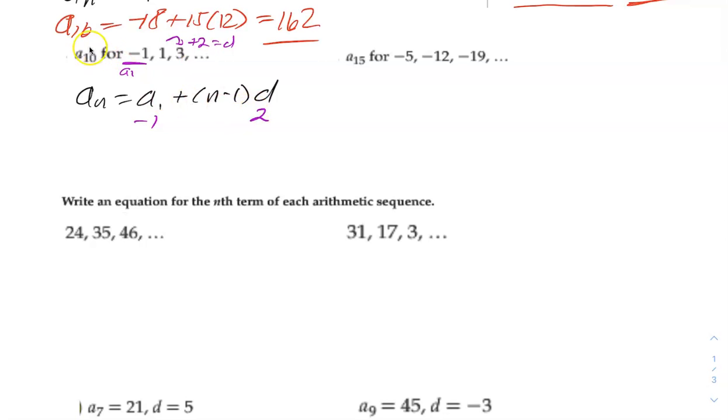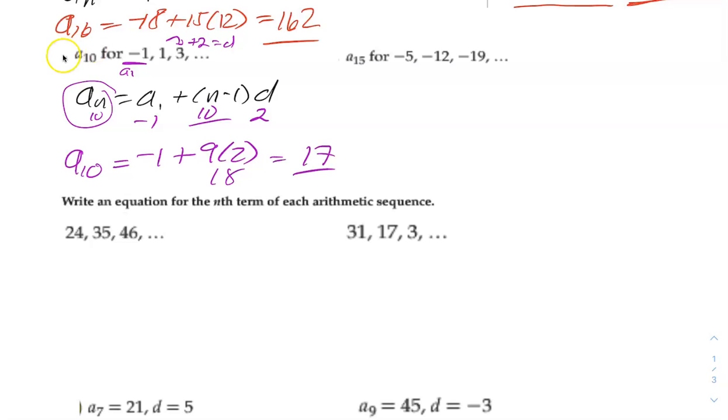What's my n? Well, I want a10. So I'm going to plug 10 in there. Now remember, this just lets you know what term you're finding. So a10 is negative 1 plus 10 minus 1 is 9 times 2. So that's 18 minus 1, so it's 17. So the 10th term, a10, is 17. So I went negative 1, 1, 3, 5, all the way up to 17.